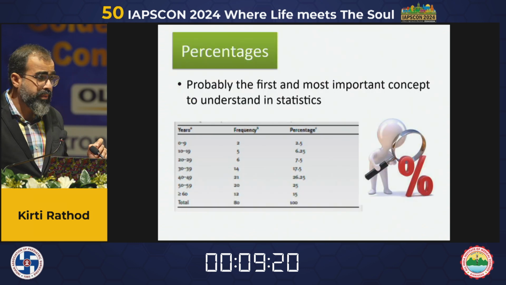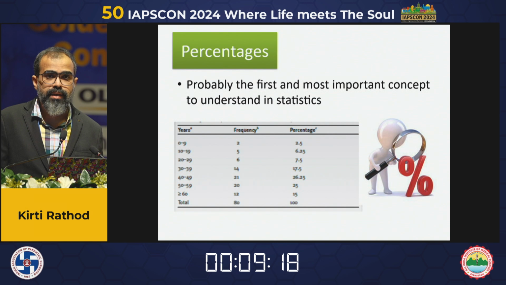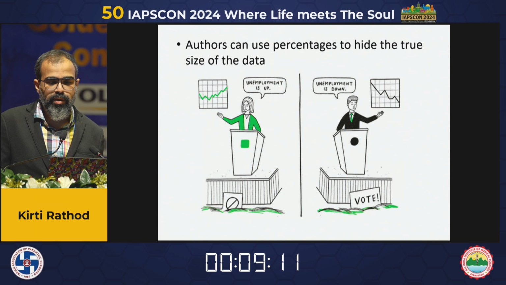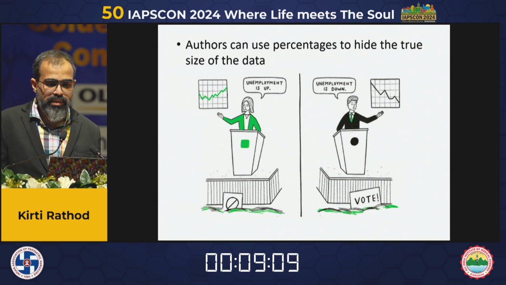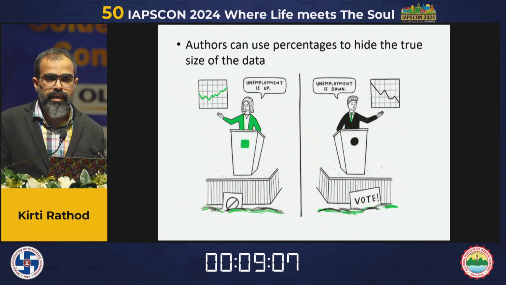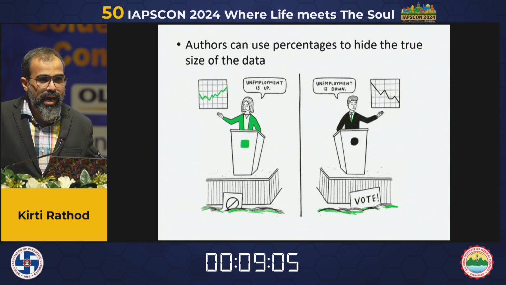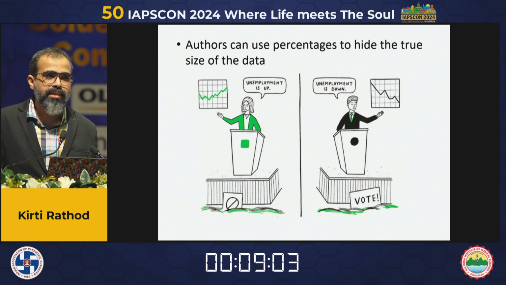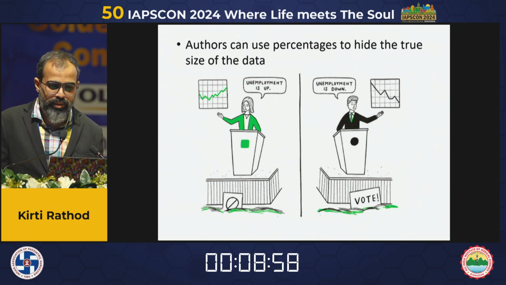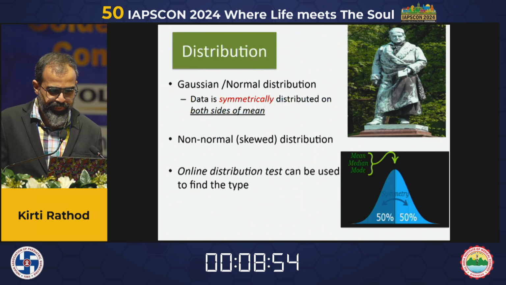The simplest concept we all know is percentages, and it is the easiest to calculate. But we should know the actual number of cases, because authors can use percentages to hide the true size of data. Like I might say that I have 0 complications. I have done 1 case and there is no complication. That doesn't mean anything. So the numbers are important when we talk about percentages. We need to keenly see this in our statistical data.